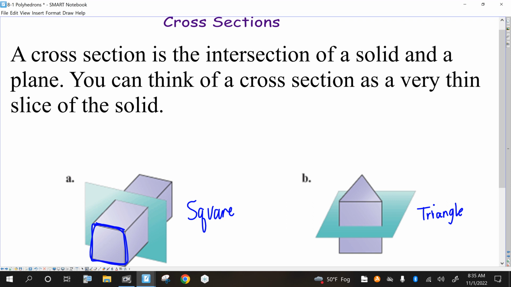Depends on how you cut it. Now with this shape, it looks like that plane is cutting kind of parallel to the base. So if it's parallel to the base, it'll make that same shape. So that one will be a triangle and that one would be a square.